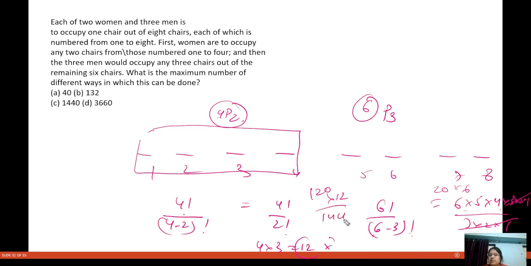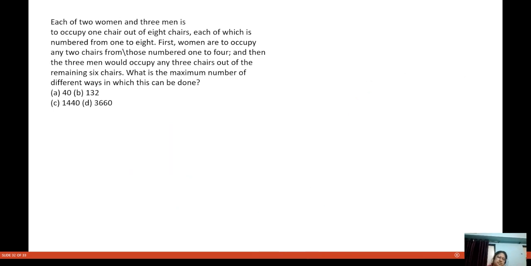So this is 1440. Okay, this is 1440. So this is how we do these questions. I hope this is clear with you. See, in these questions, what is the basics?